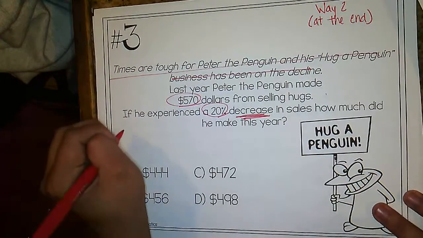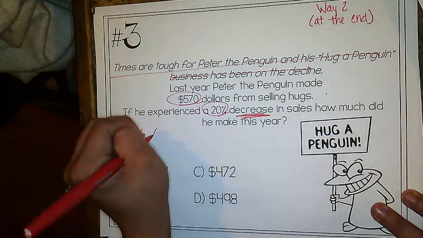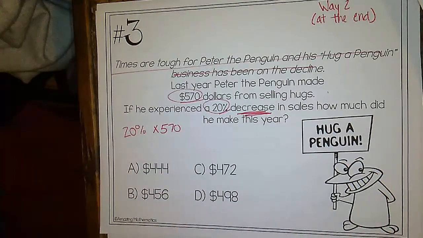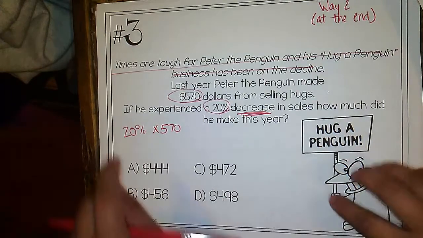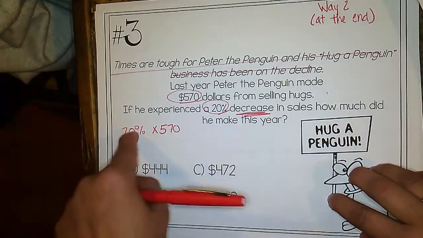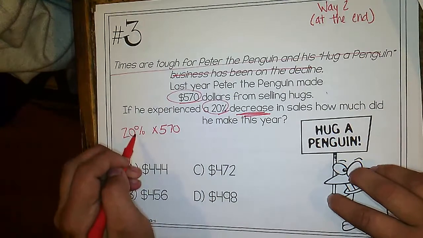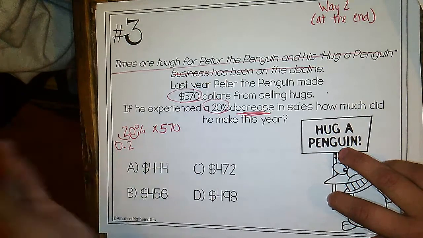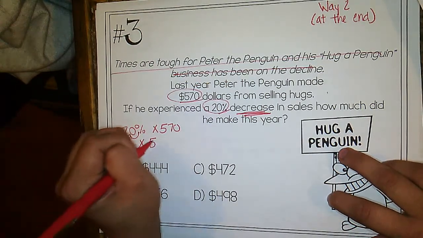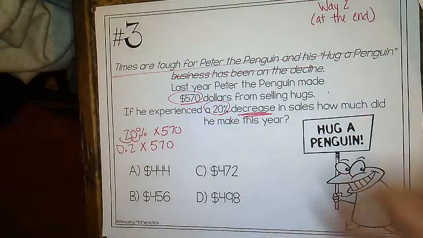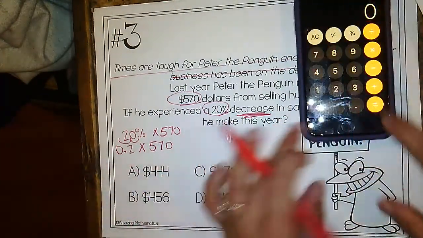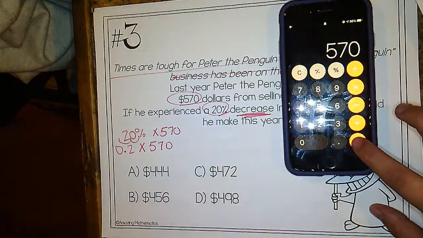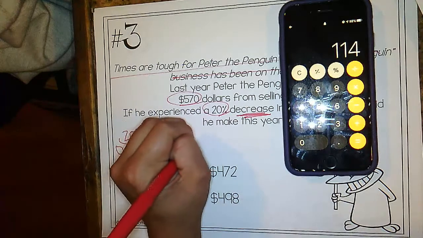So first things first is I need to do 20% times $570 because that's my original. I can't multiply 20% times 570 because that's not the same type of number. So I need to turn a percent into a decimal. So I'm going to listen to Miss Beyonce to the left, and I'm going to get 0.2 times 570. So I'm going to do that in my calculator right now. 0.2 times 570. And that's going to give me 114.